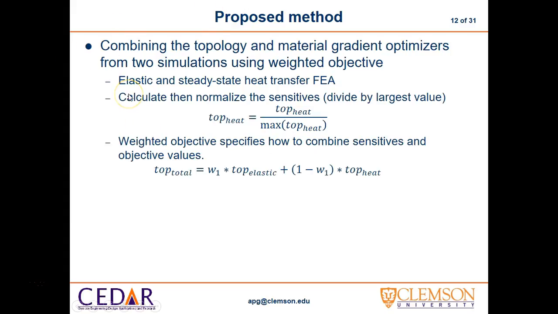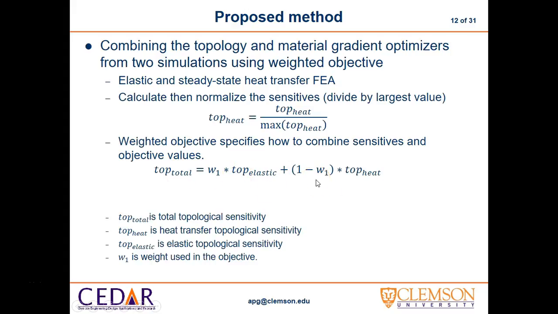So we want to consider two objectives, and one of the tricks is that when you calculate the sensitivities for the topology and material gradient optimizers, they're going to be in different units. So we're going to normalize them by dividing by the greatest value, and then we'll combine them together from the topological sensitivity for the elastic objective and also the topological sensitivity for the heat objective. And then because there are two objectives, we could just do a weighted sum of the two objectives, and we'll use that in the sensitivity analysis.